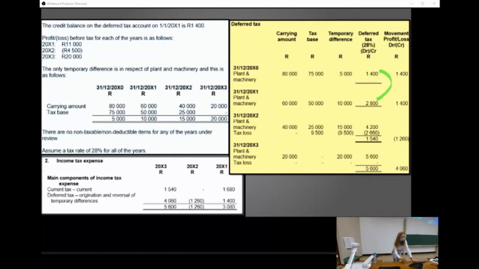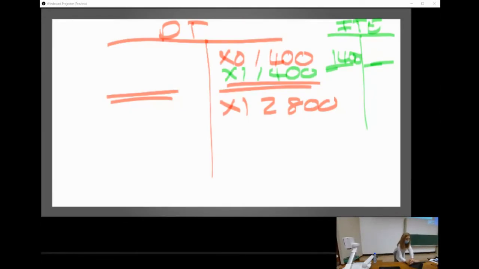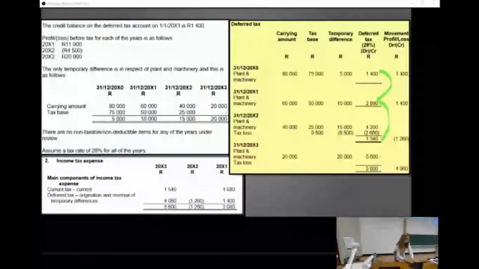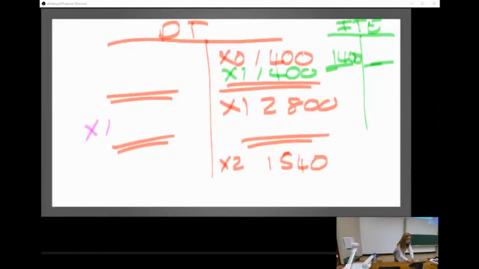Now what happens in the next year, we've got the movement from 2,800 to 1,540. So now that balance needs to get smaller. So we want our balance now in X2 to be 1,540. To get there, what do we need? We need to make our credit balance smaller, so we need to go and say 1,260. So for X2, 1,260 to make the credit balance smaller to get to the 1,540.